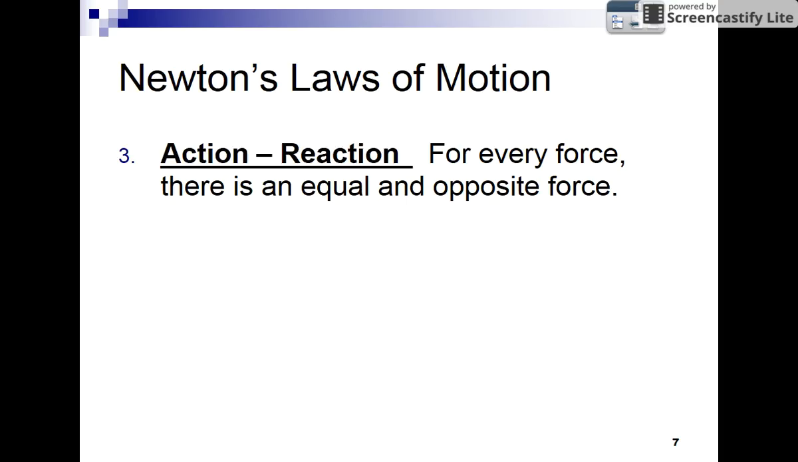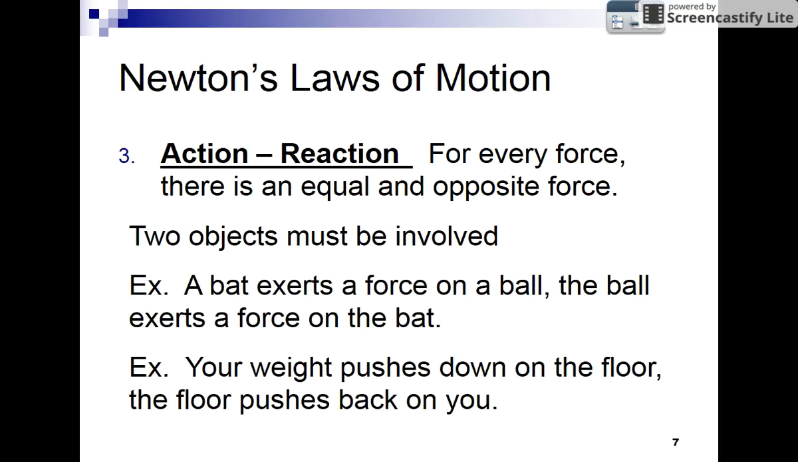All right, the third law of motion is called action-reaction. For every action, there's an equal and opposite reaction, or for every force, there's an equal and opposite force. 2 objects must be involved in order for Newton's third law to occur. So here's 2 examples. The first example is a bat exerts a force on a ball, and the ball exerts a force back onto the bat.